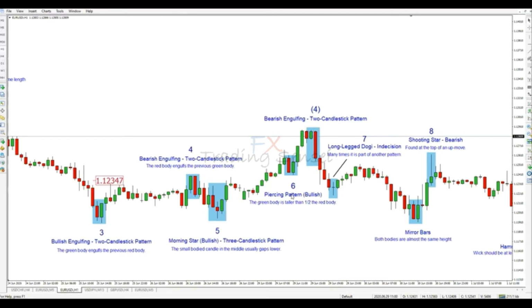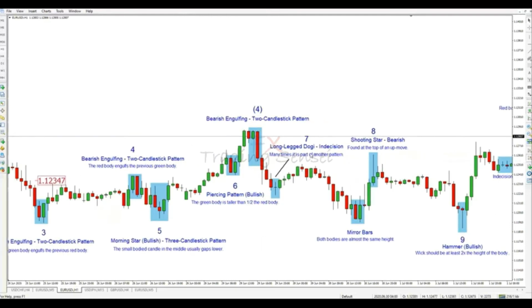So let us go now to pattern number 6, which is a piercing pattern, which is bullish, and it involves these 2 candlesticks right here, the red one and the green one. And the characteristic of this pattern is that this candlestick here, notice the body of it is not exactly as tall as the red one, but it has certainly passed the halfway point of the body of the red. So that's why it's called a piercing pattern, because the height of this body is more than the halfway point of the red one. And this is a bullish pattern. As you can see, the price went up from there.